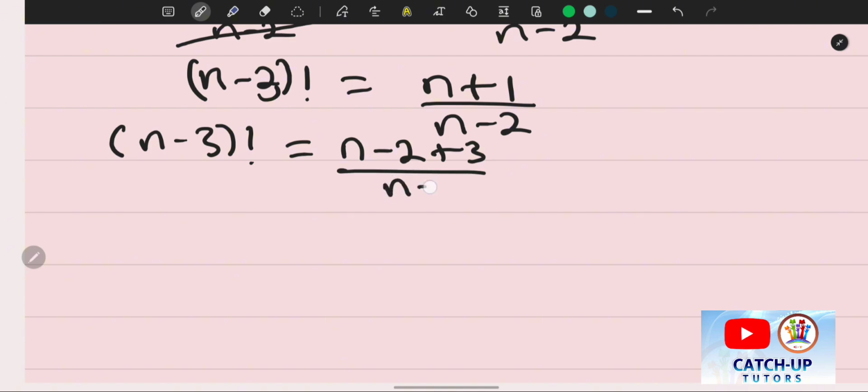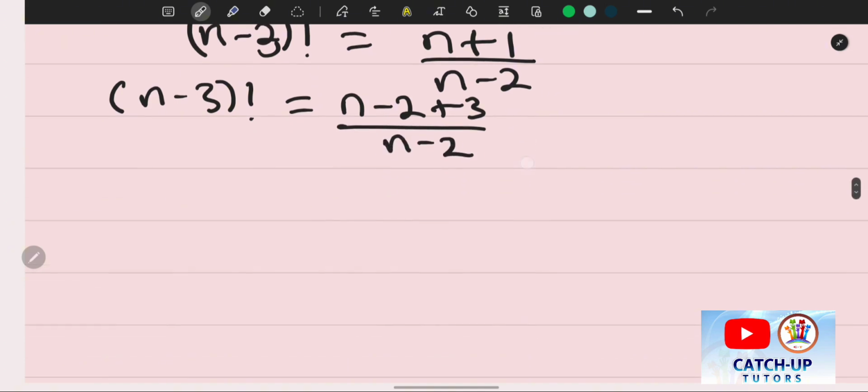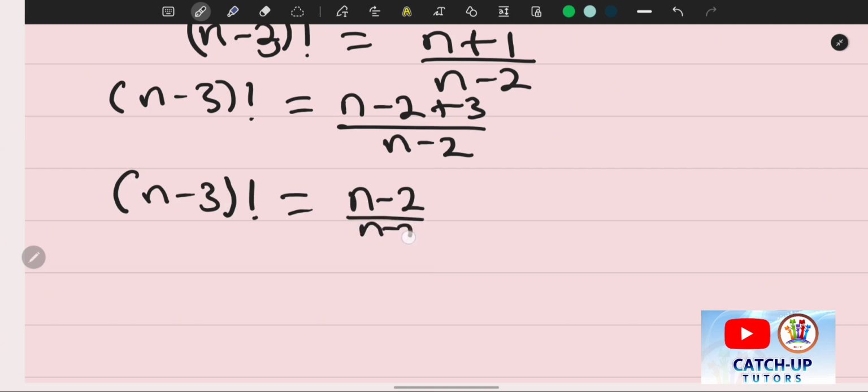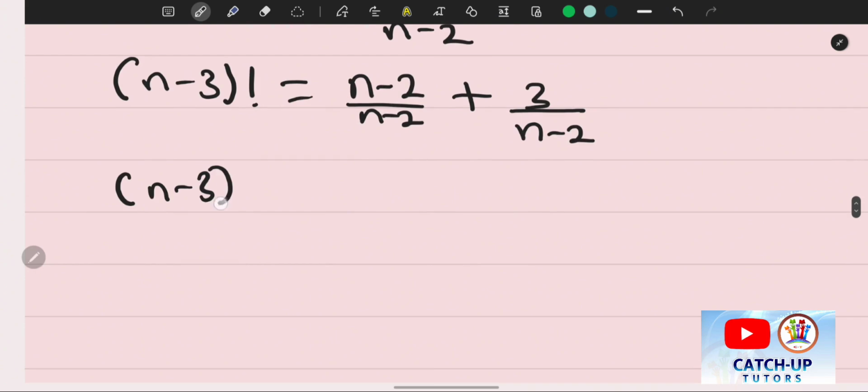So this is n minus 2, and again you have n minus 3 factorial. You can split this to be n minus 2 over n minus 2, then plus 3 over what? n minus 2. So n minus 3 factorial equals n minus 2 divided by n minus 2, that's 1, then plus 3 over what? n minus 2. Now remember I told you that n minus 3, irrespective of the value you have, n minus 3 factorial must belong to what?